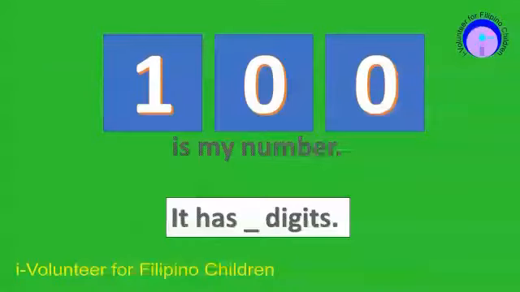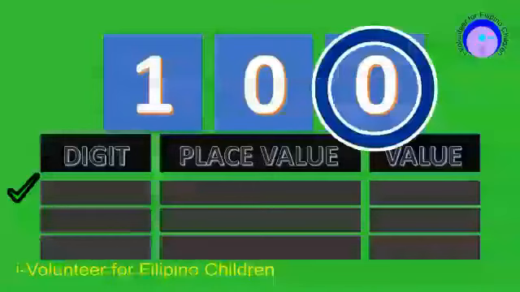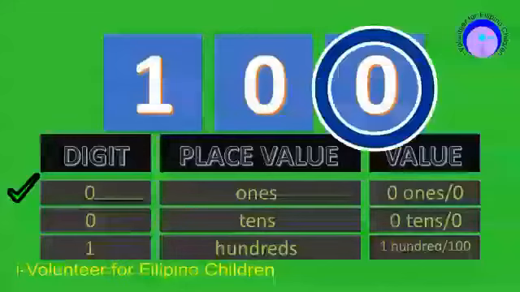What is your number? How many digits does your number have? 100 is my number, and it has 3 digits. What digit do you have? What place value does it belong to? What is the value of your digit? Digit 0 is in the ones place, and the value is 0 ones or 0.